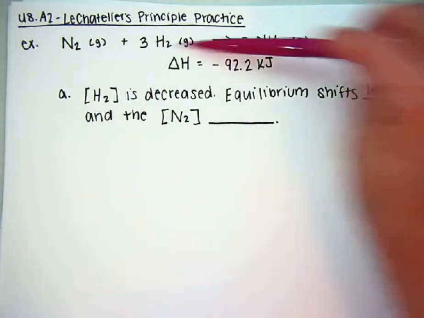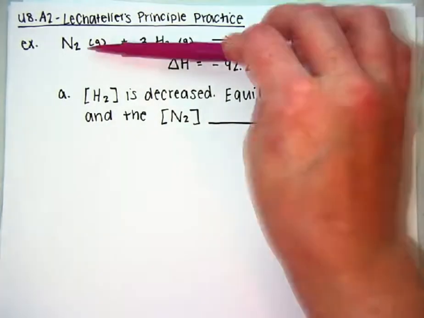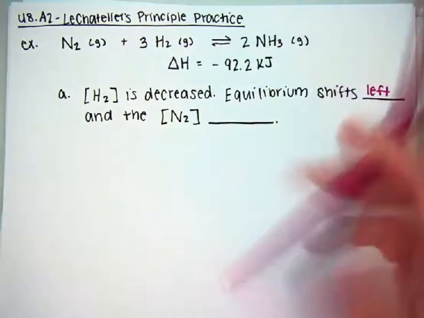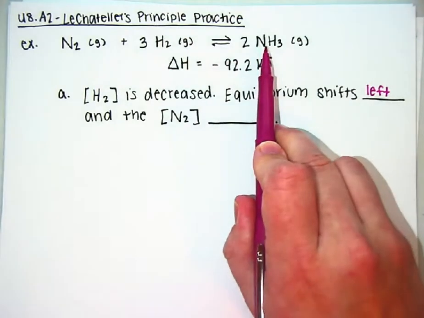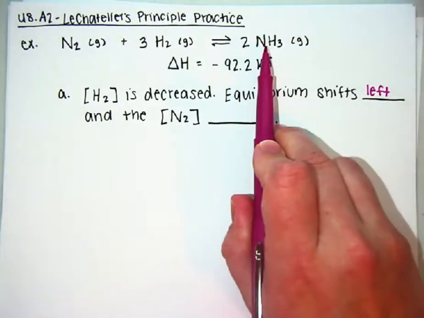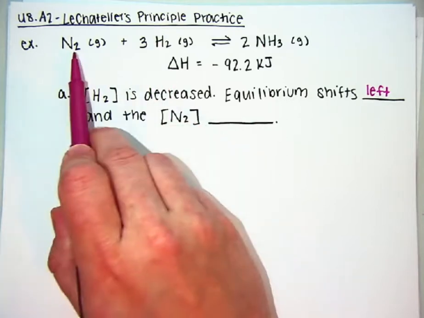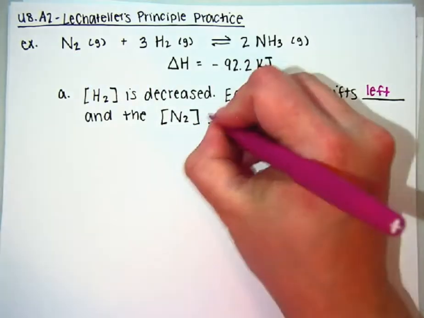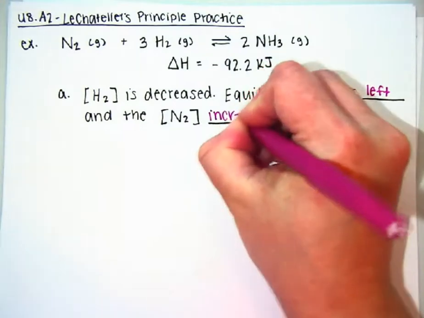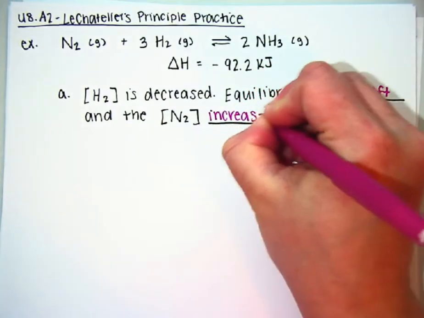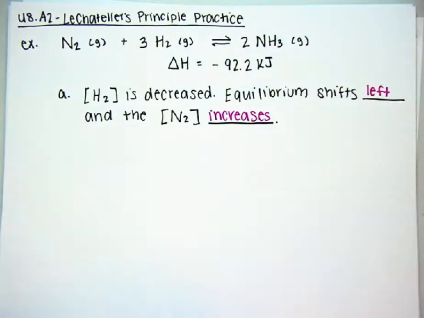So now the reaction is proceeding this way. That means ammonia is getting used up. We're going to break ammonia down in order to make more hydrogen. But in the process, we also make more nitrogen. Concentration of nitrogen increases.